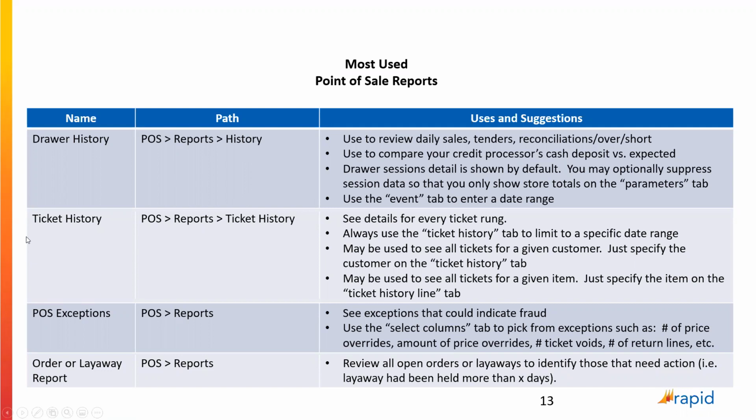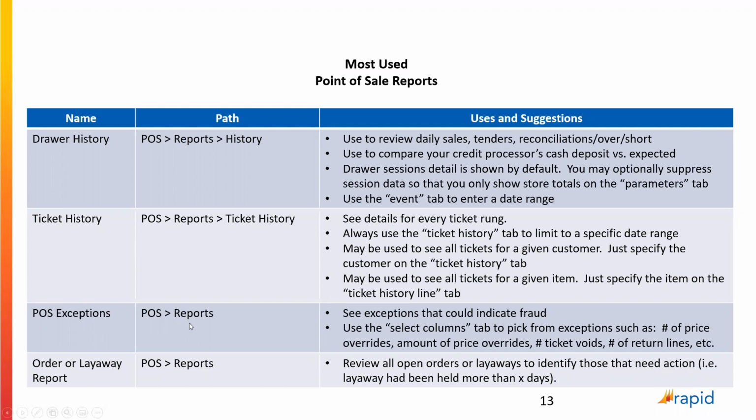Ticket history is a really common report. This is where you can say, let me see everything that I sold between 9 a.m. and noon today. Let me see each one of those tickets, including knowing who the customer is and what the items were that they purchased. So be aware that that's a really good report to use.